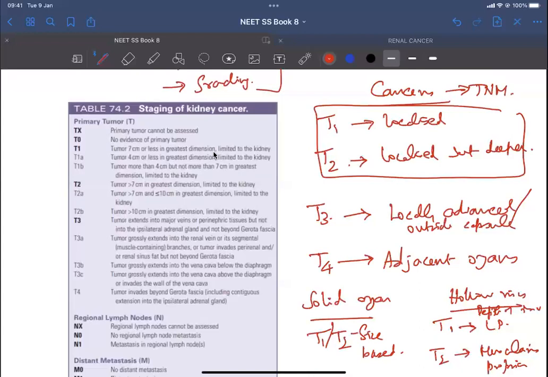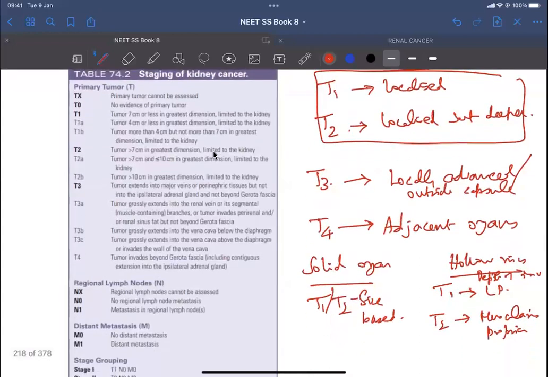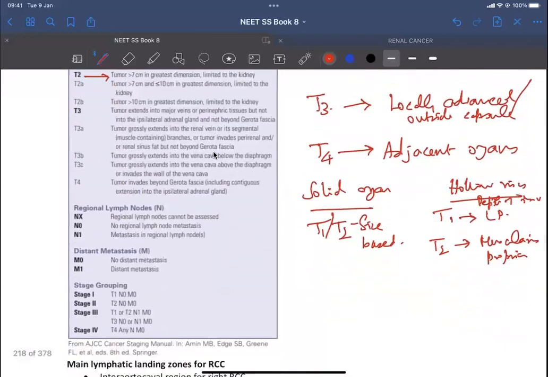I think the plan is we can try and see if I can take a video separately, just about TNM staging, which will help you for revision for urology. But in kidney cancer, T1 is up to 7 centimeters, T2 is anything more than 7 centimeters. T3 is not beyond Gerota's fascia, so anything up to the Gerota's fascia. T4 is beyond Gerota's fascia, including the adrenal gland.